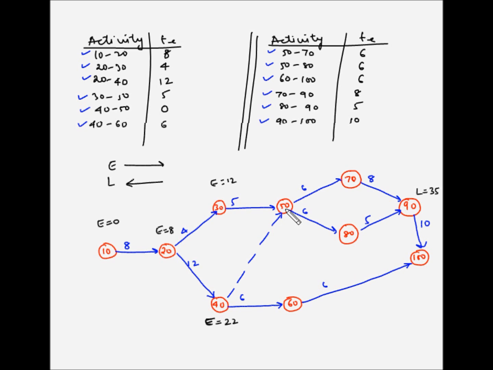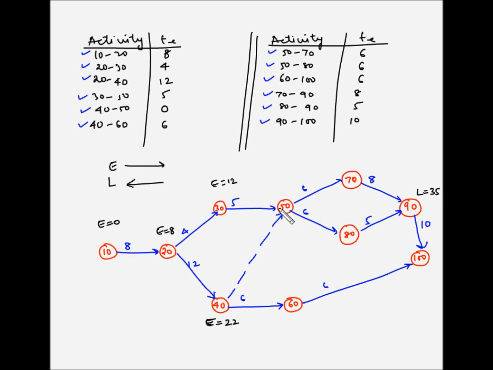Now for event number 50, the earliest occurrence depends on the completion of activities 3050 and 4050. So event 50 cannot start until both 3050 and 4050 have been completed. Activity 3050 will complete on 12 plus 5, the 17th day, whereas activity 4050 will complete on the 22nd day. So event number 50 cannot start before the 22nd day. So the earliest occurrence E is equal to 22.